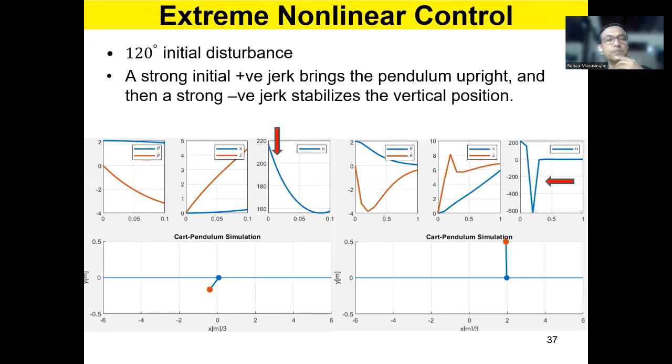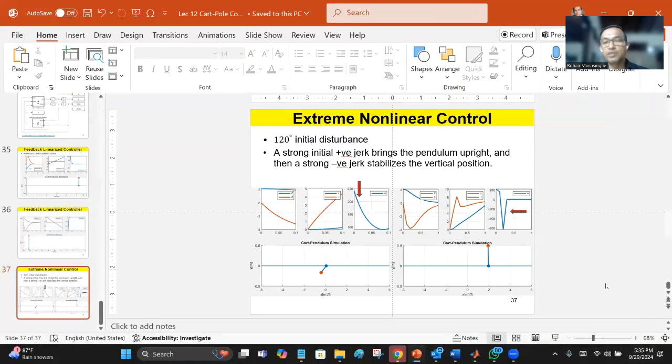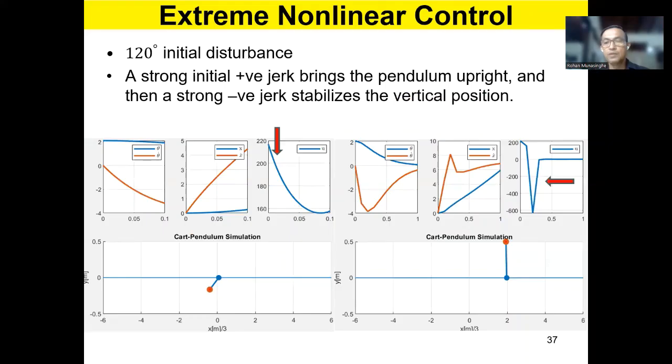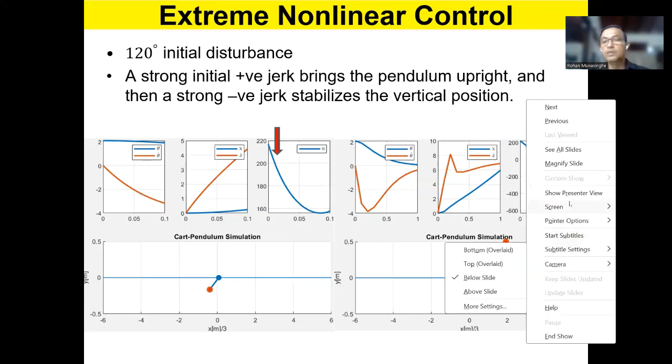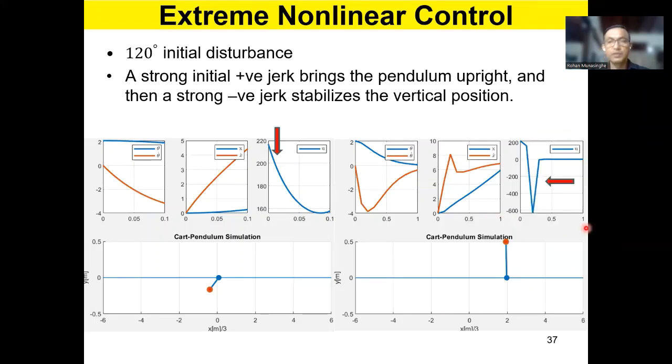So strong jerk is the problem here, as I mentioned. But otherwise, we have solved the problem. Okay. So that's the end of the lecture today. Any questions, please?